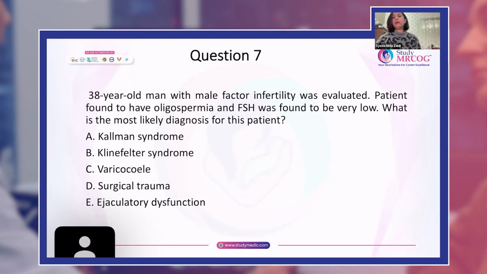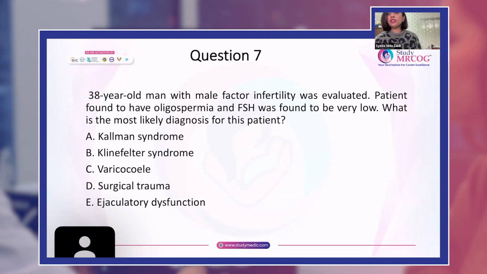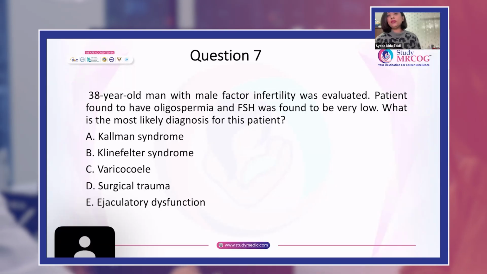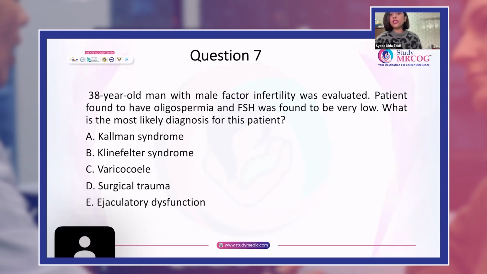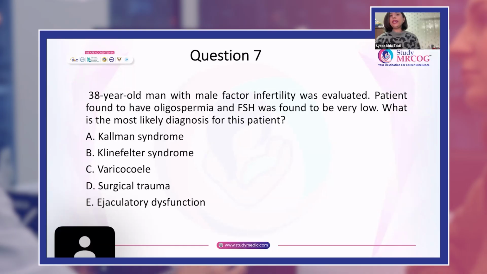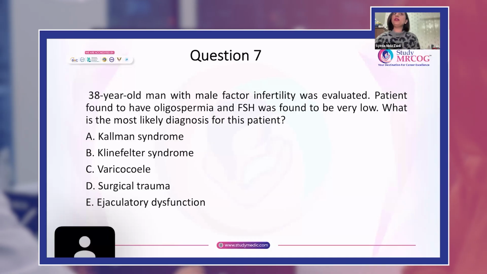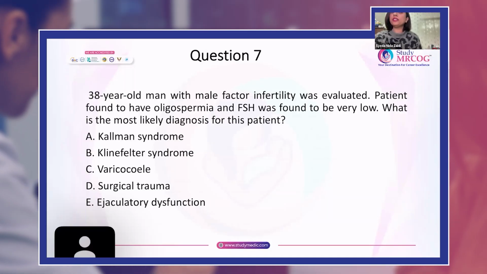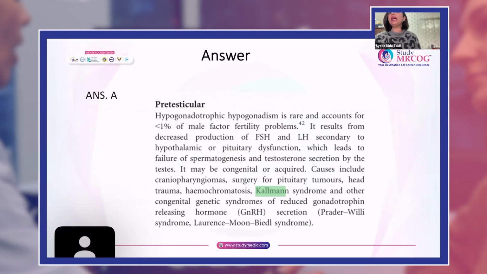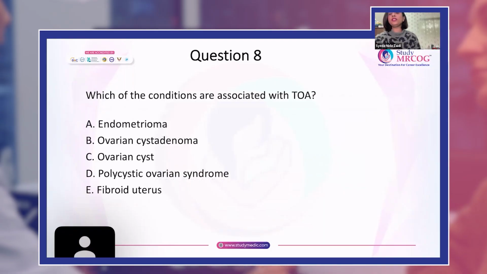A 38-year-old man with male factor infertility was evaluated. Patient was found to have oligospermia and FSH was found to be very low. What is the most likely diagnosis for this patient? A, Kallmann syndrome. B, Klinefelter syndrome. C, varicocele. D, surgical trauma. And E, ejaculatory failure. So in this case, the patient has very low sperm and the FSH is found to be very low. The best diagnosis in this case is hypogonadotropic hypogonadism, and the answer is A, Kallmann syndrome comes to mind. Especially these kind of people have some problems with the sense of smell too. It's a pretesticular option.